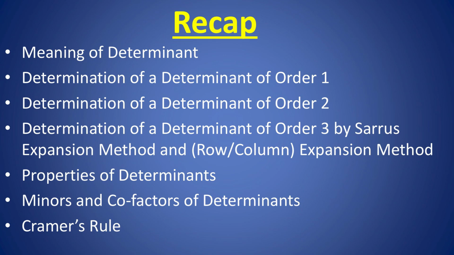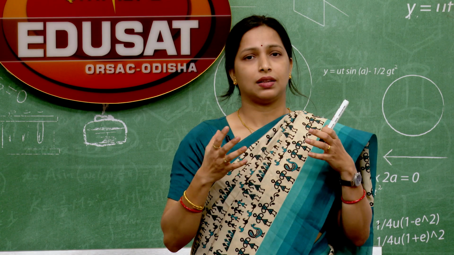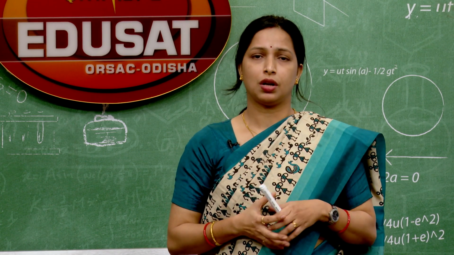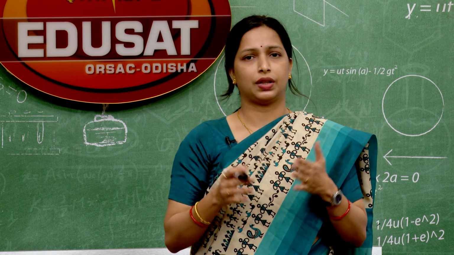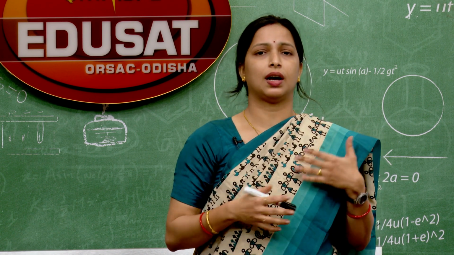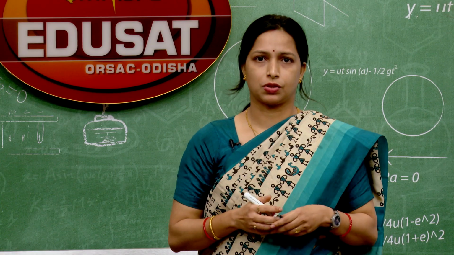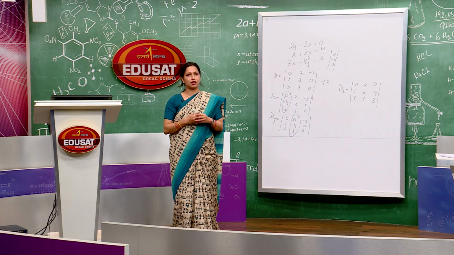Now, lastly we have discussed how to use Cramer's rule, because the best application of determinants is to solve linear equations, and that is where we can use Cramer's rule in order to find out the values of unknown variables, whether there are 2 variables or 3 unknown variables. Hope you have understood the topics that we have covered so far.